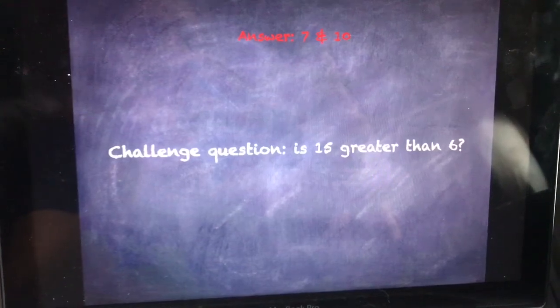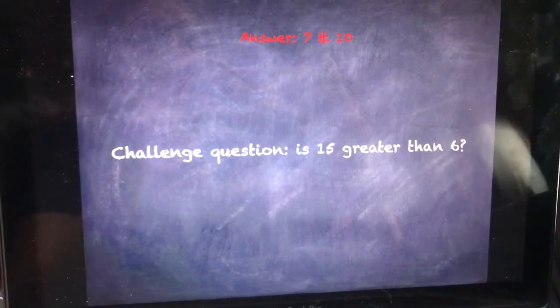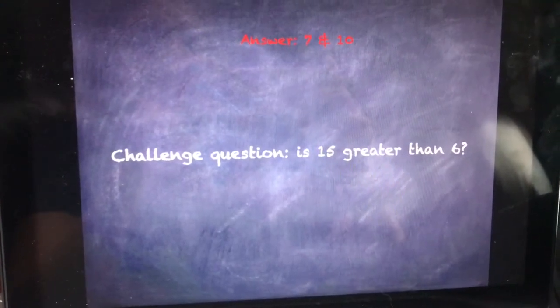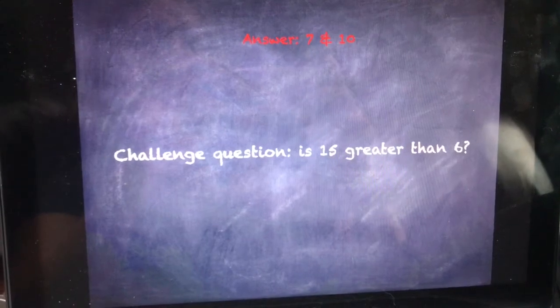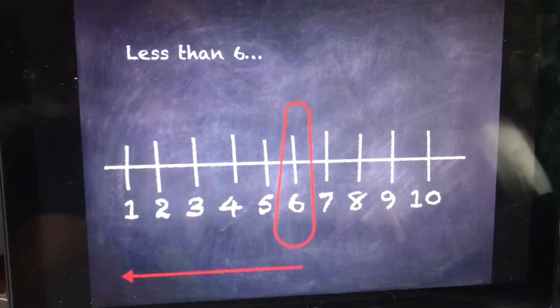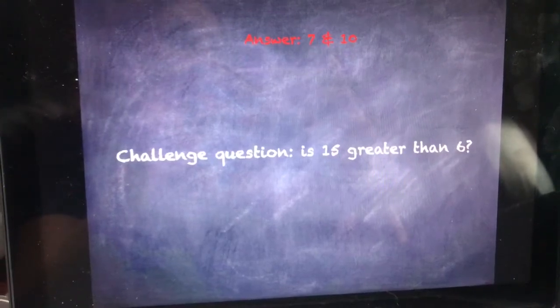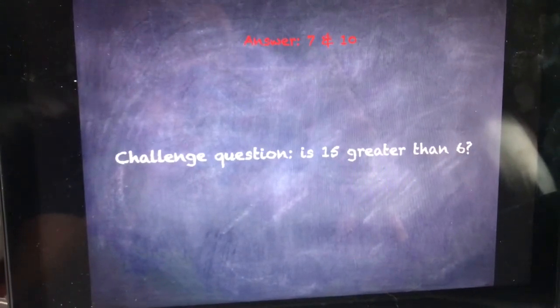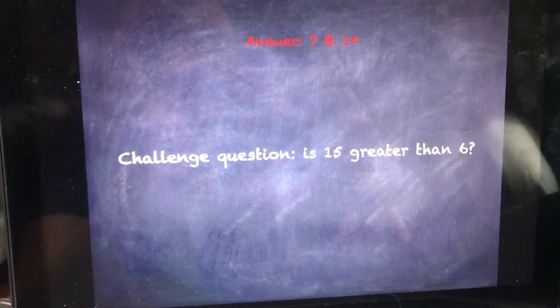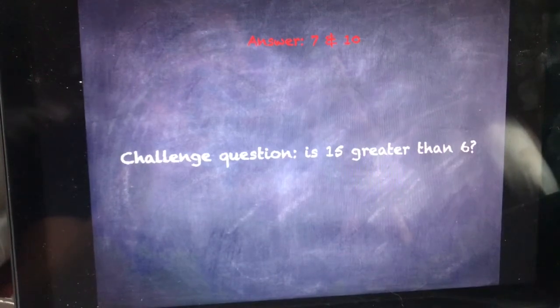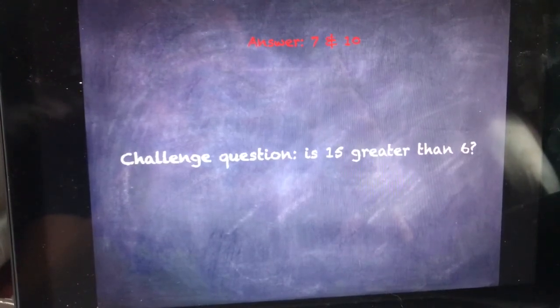Oh no, I have a challenge question. Okay, this one's hard. Is 15 greater than 6? You are correct. 15 is greater than 6 because it's above 6. Any number that is above the number that we are looking at is greater than that number.